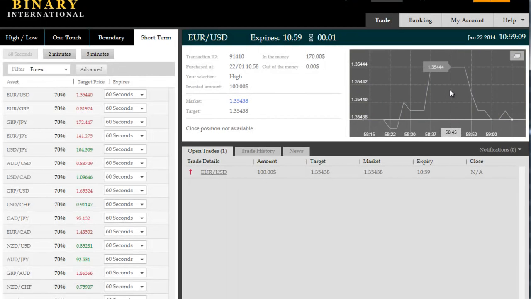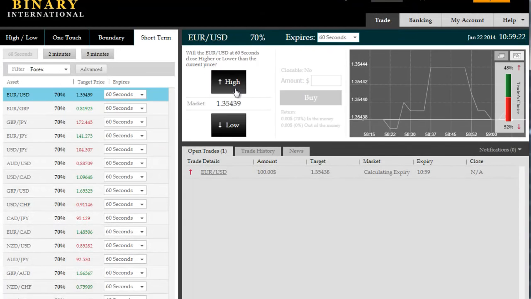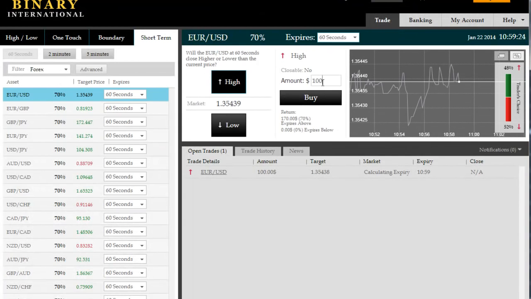3 seconds left. We're in the money. That last spike looks like it did expire in the money, even though the chart's currently showing on the money. So we're going to wait for this to calculate expiry. I think it's going to expire in the money for sure, only because of that last spike up.